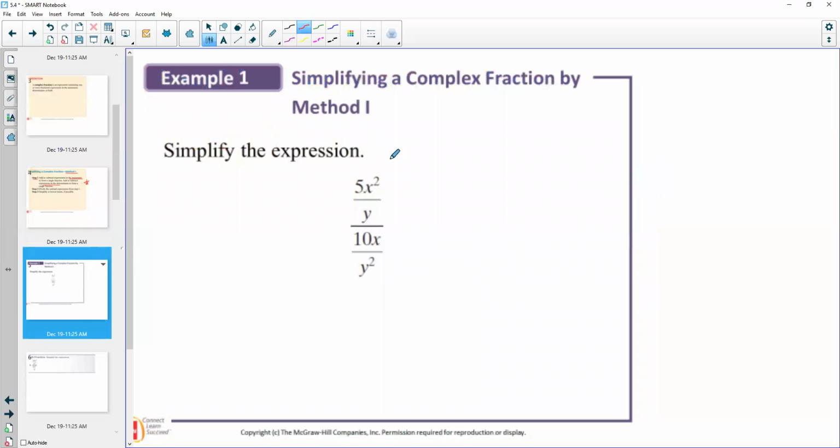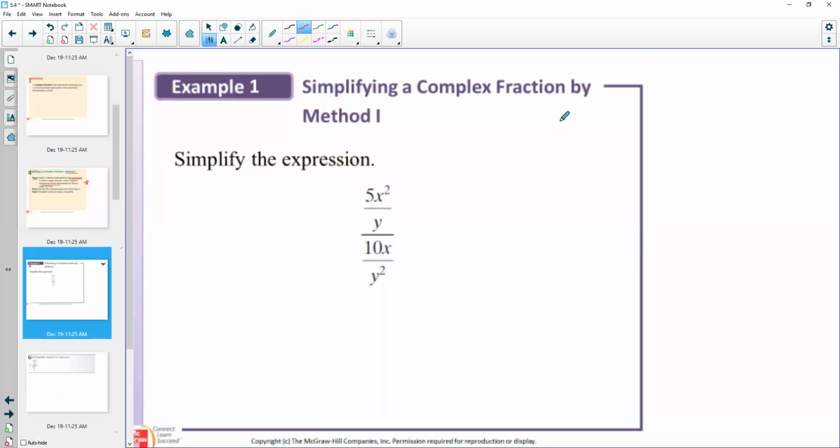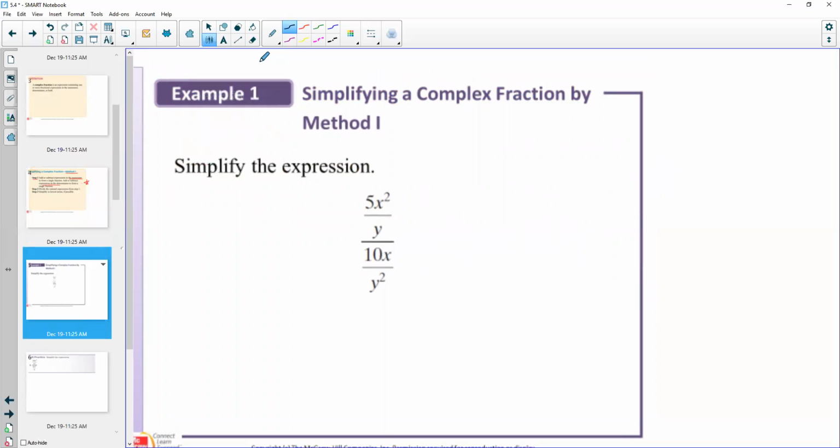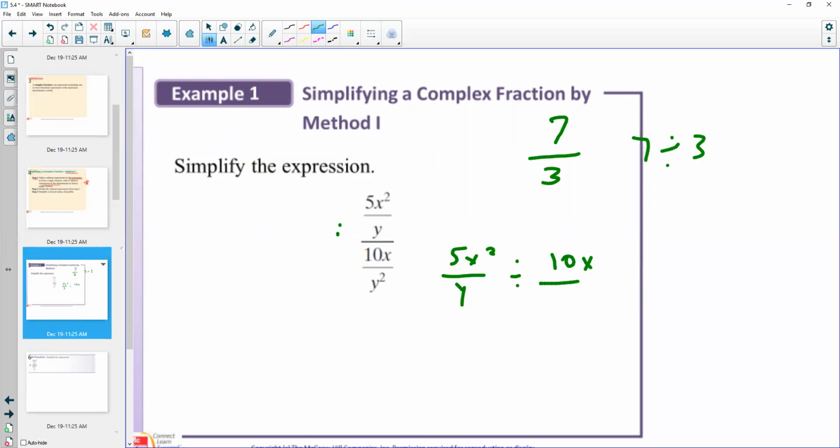So here's how it works. Simplify the expression. Remember that a fraction itself, like if I had 7 over 3, it's really just saying 7 divided by 3. That's all this says too. All this is saying, rewrite it. All it's saying is 5x squared over y, divided by 10x over y squared. That's it. Now it's just a division problem, okay?